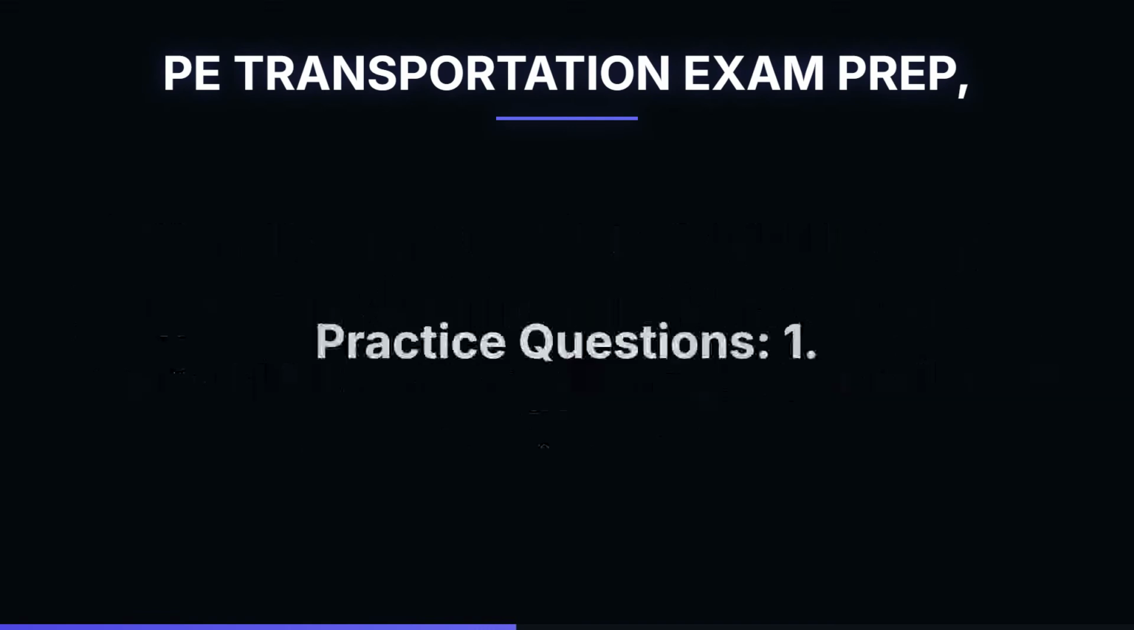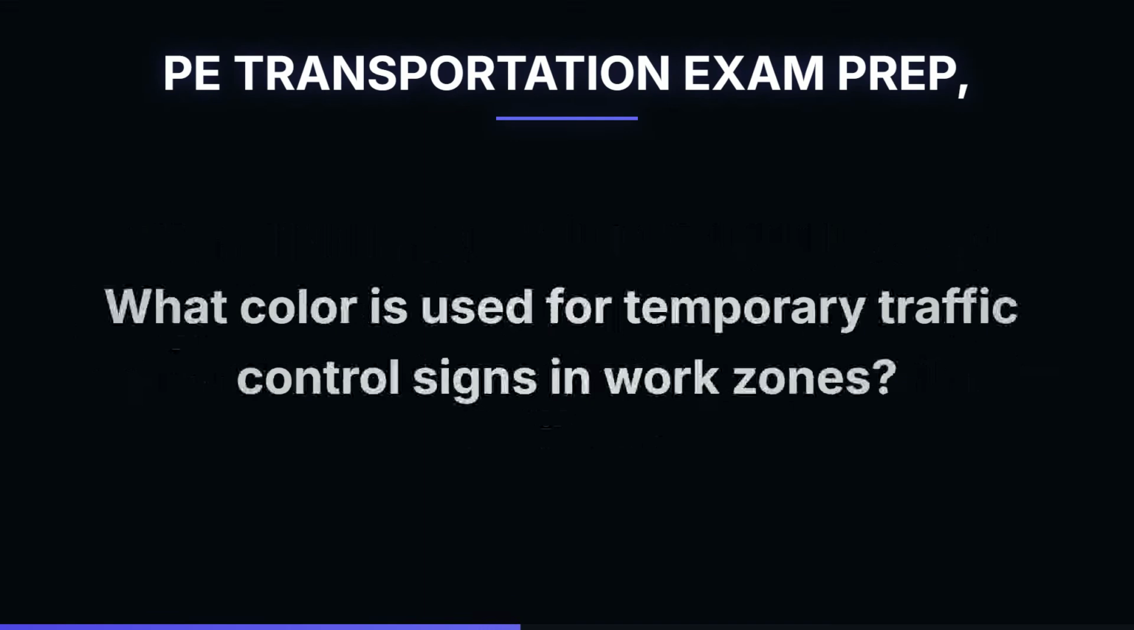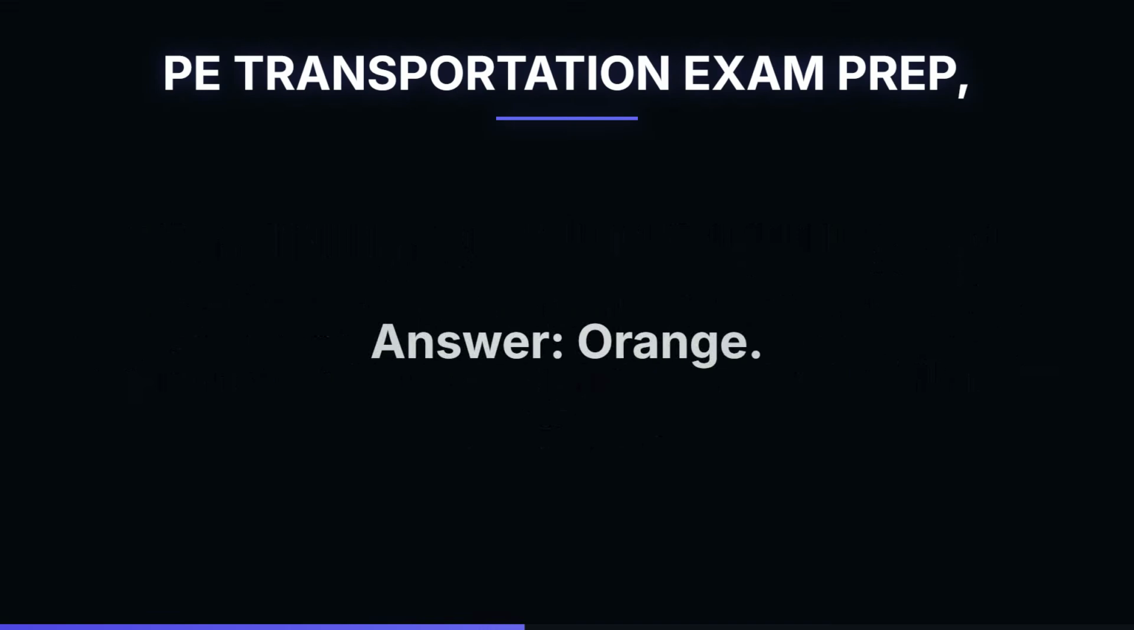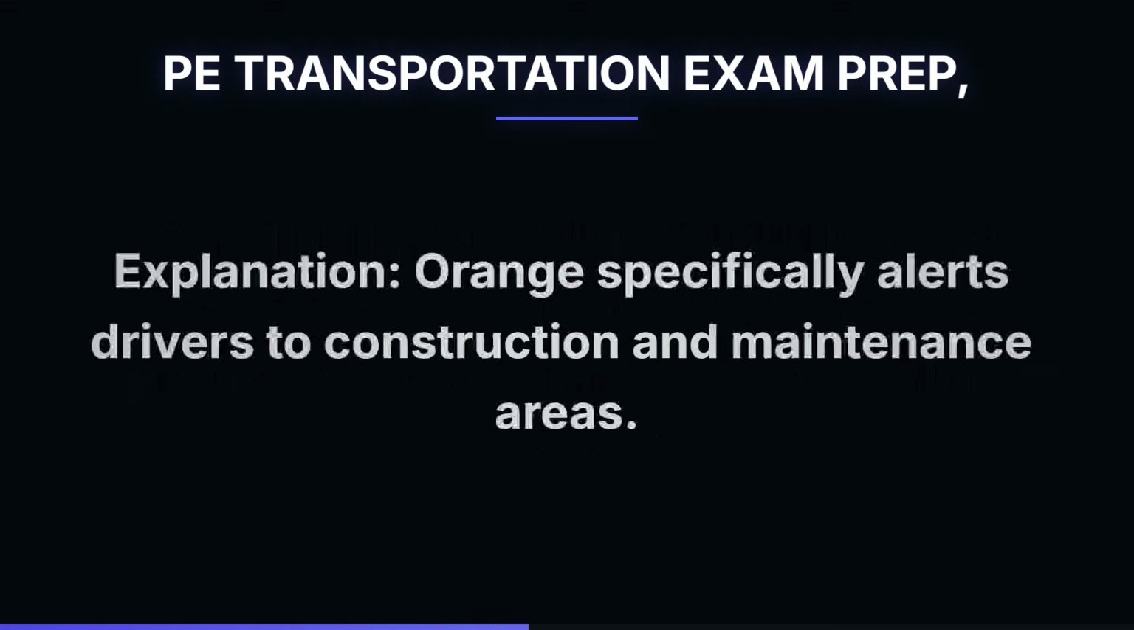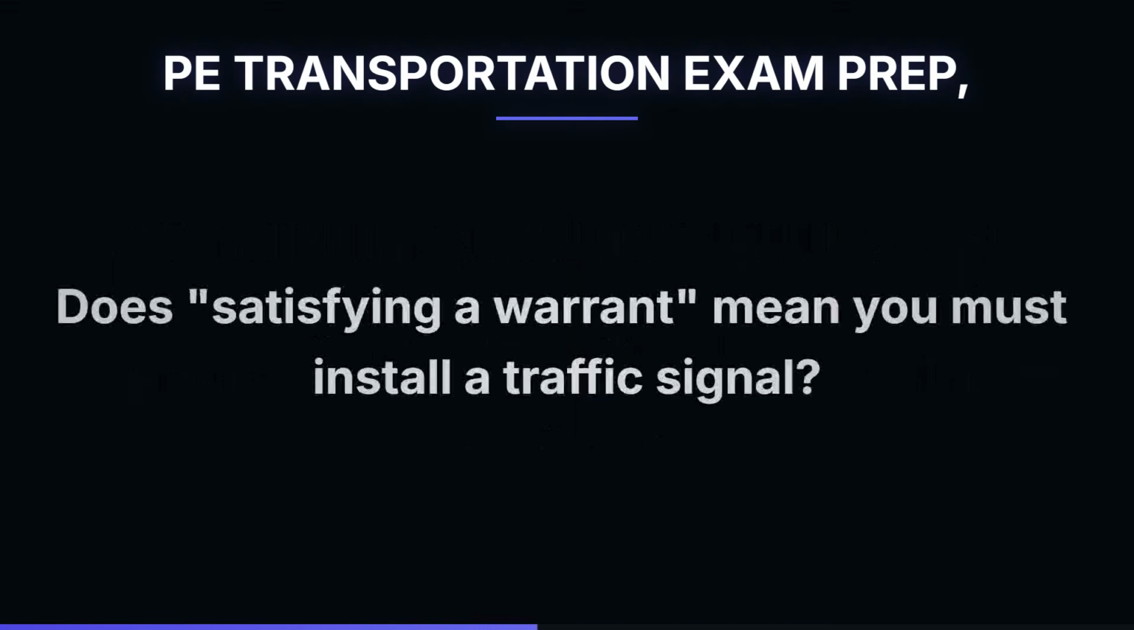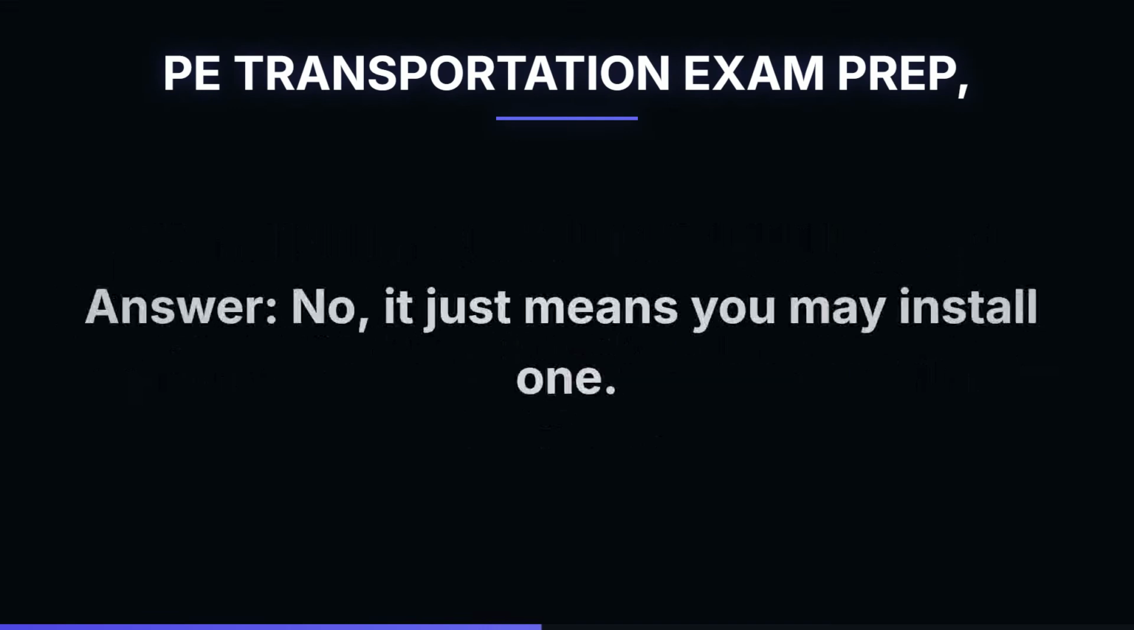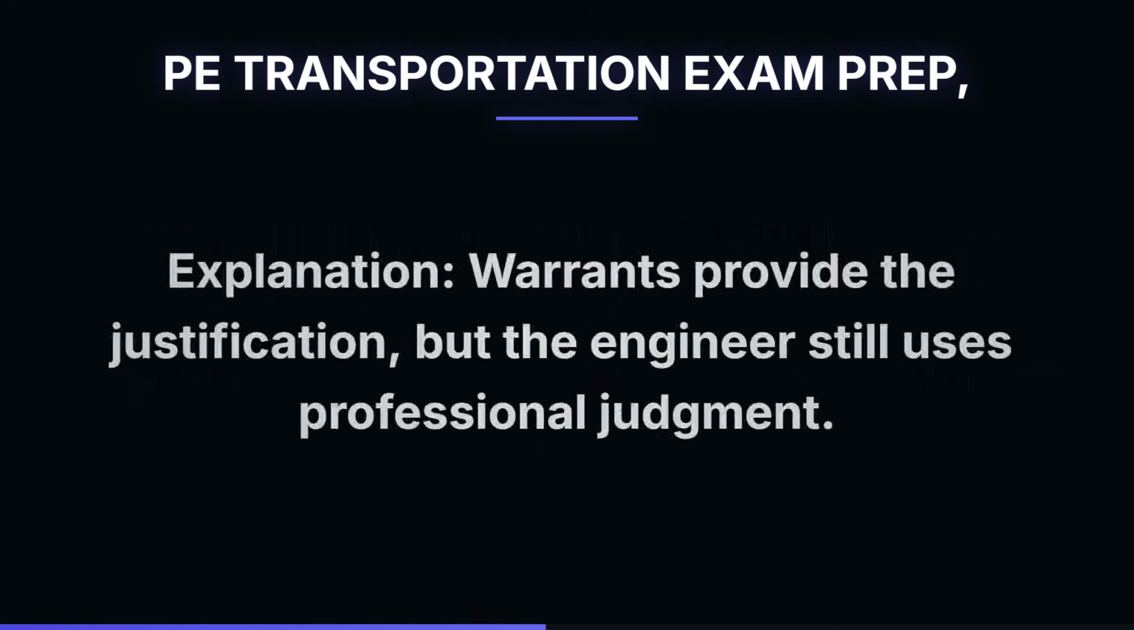Practice questions. 1. What color is used for temporary traffic control signs in work zones? Answer: orange. Explanation: orange specifically alerts drivers to construction and maintenance areas. 2. Does satisfying a warrant mean you must install a traffic signal? Answer: no, it just means you may install one. Explanation: warrants provide the justification, but the engineer still uses professional judgment.